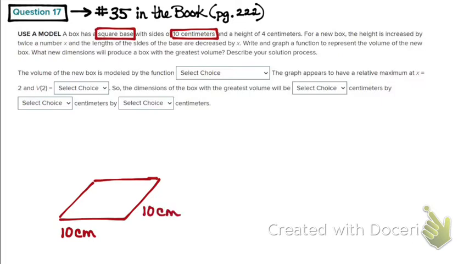Is that a picture of a box? No, that's it. What do I still need to make this a box? Height. What is the height of this box? 4 centimeters. So something like this.